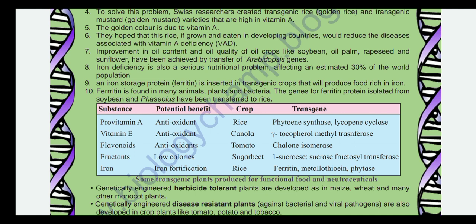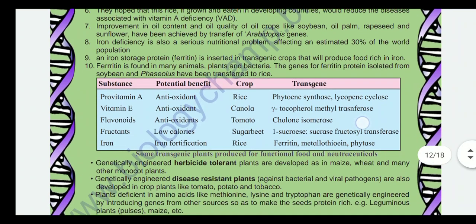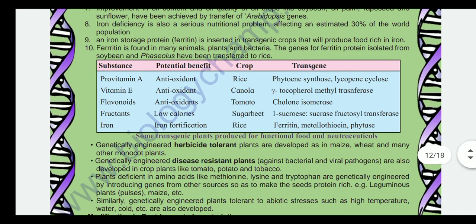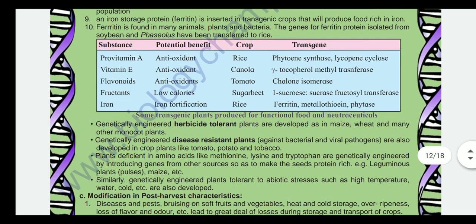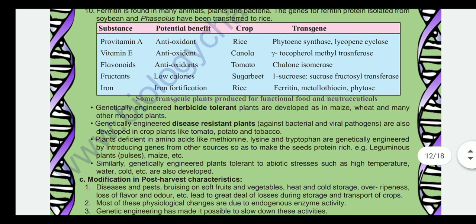Iron deficiency is also a serious nutritional problem affecting an estimated 30% of the world population. An iron storage protein, that is ferritin, inserted in transgenic crops will produce food rich in iron. So ferritin is found in many animals, plants and bacteria. The genes for ferritin protein isolated from soybean and Physalis have been transferred to rice.